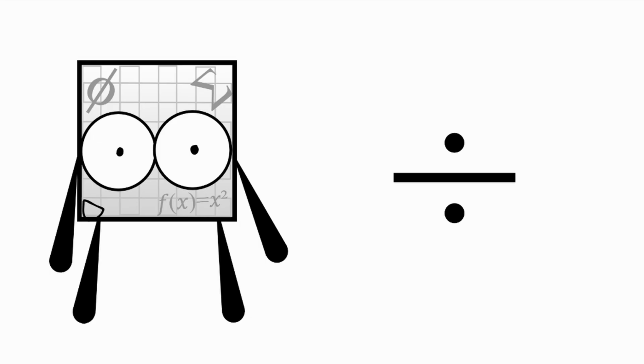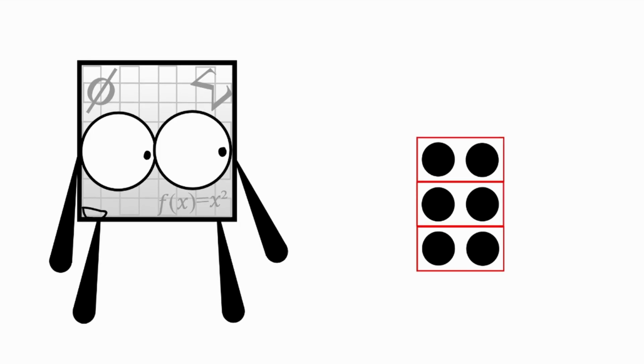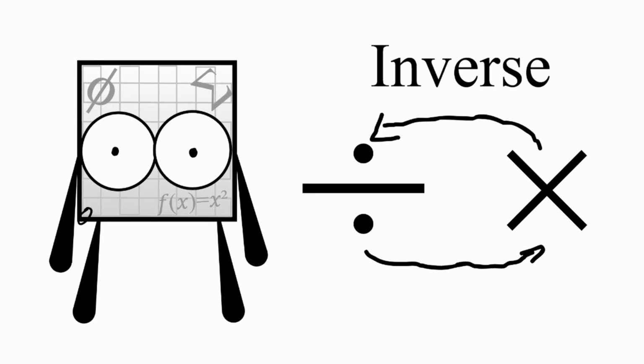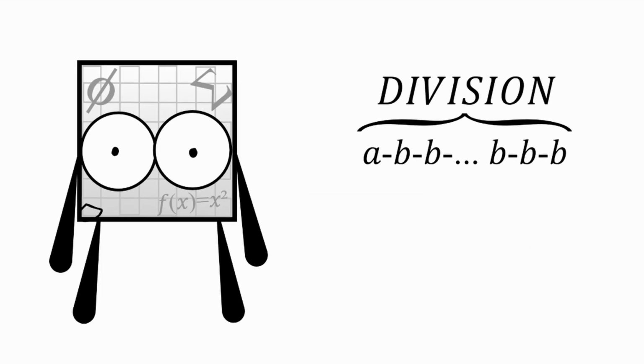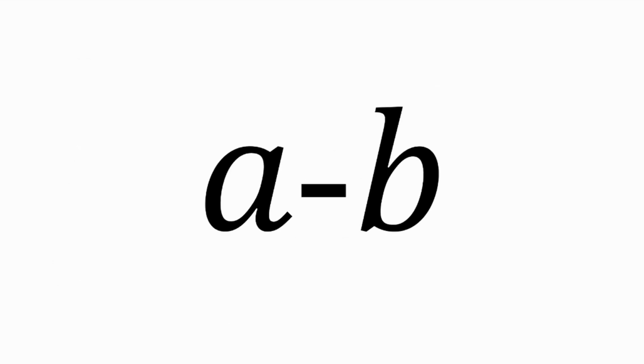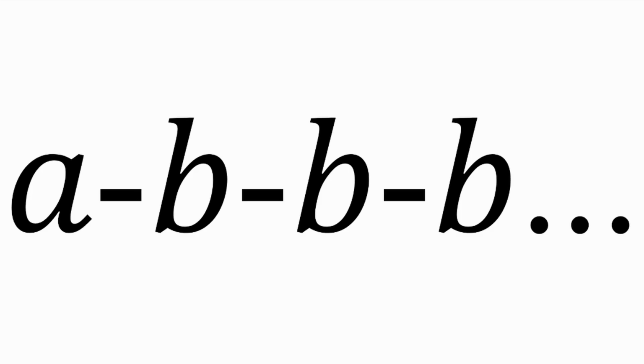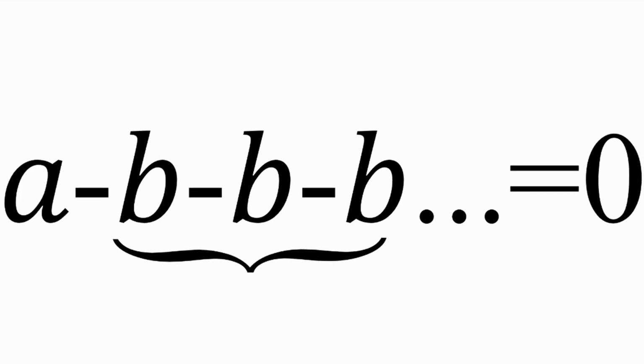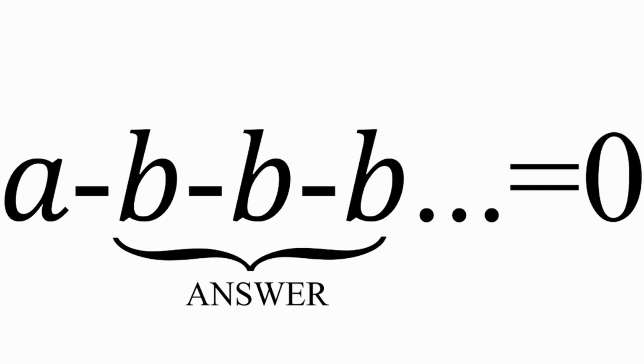Division is widely accepted as the act of splitting a number into an even amount of groups. But considering that this is the inverse of multiplication, it's also repeated subtraction, in the sense that we start with A and subtract B from it repeatedly until we get to 0. The amount of times that we subtract B from A is our answer.